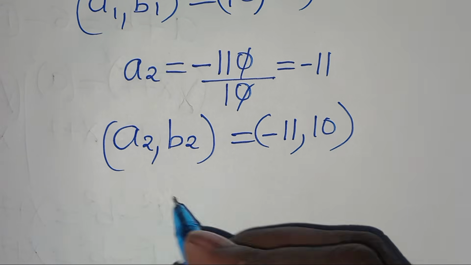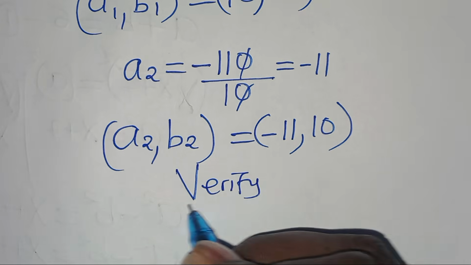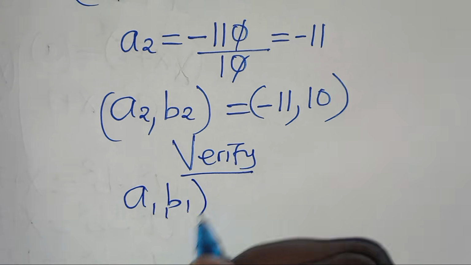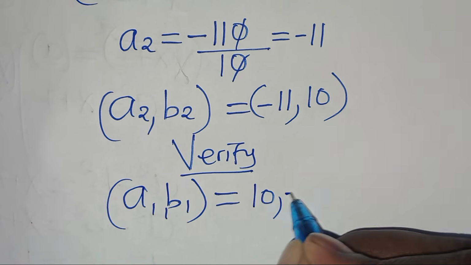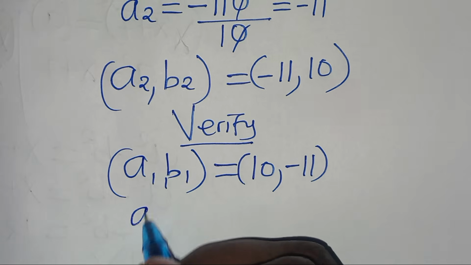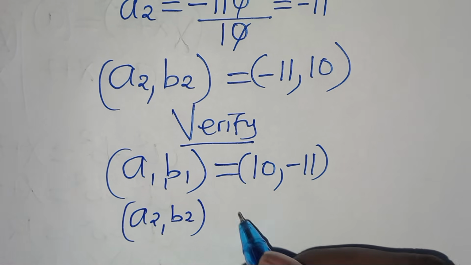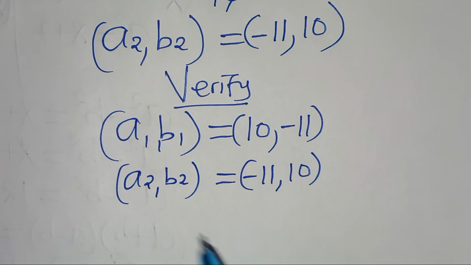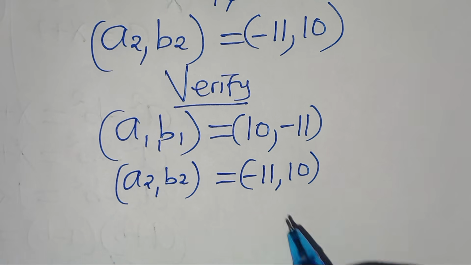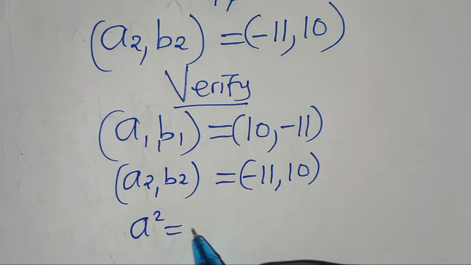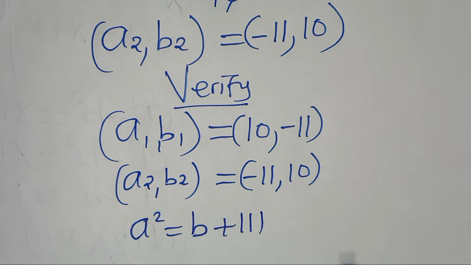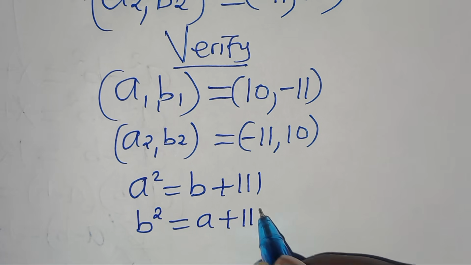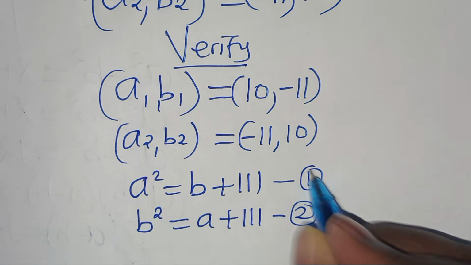Now let's verify if these two sets of solution satisfy the equation. We have A1 comma B1, this is equal to 10 comma negative 11. We have A2 comma B2, this is equal to negative 11 comma 10. So we have the equations here. From equation 1, A squared is equal to B plus 111, and equation 2 is B to the power of 2 is equal to A plus 111.